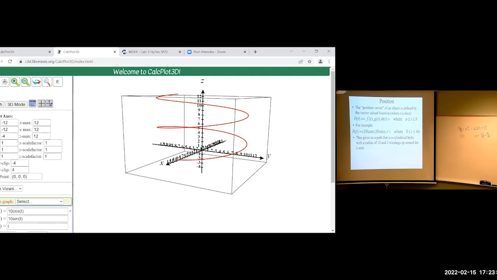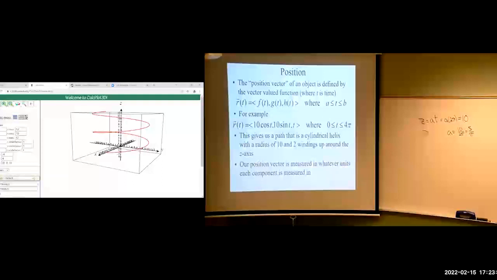So what I want you to imagine is that this is the path that a bug or a particle is moving along, and it's going to move along this helix, right? So we know it has a radius of 10, 2 windings, and it goes up the z-axis. And our position vector is going to be in whatever units our axes are in, feet, inches. It's some linear distance. That's one of the things about the space curve. It's a linear curve in 3 space. So it's kind of like the edge of the room, not the floor of the room. So it's just one dimension.